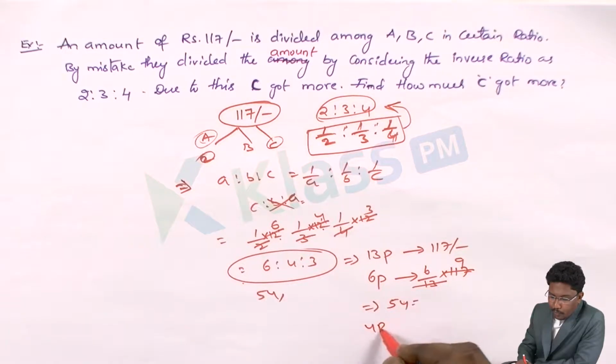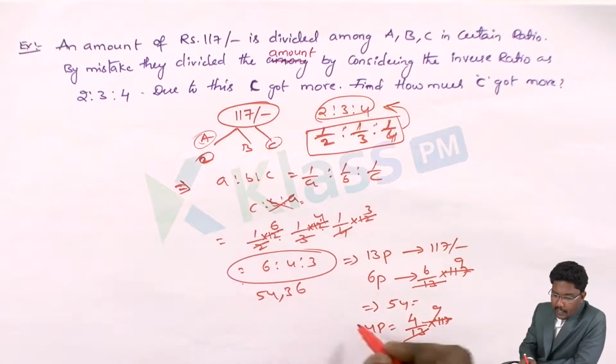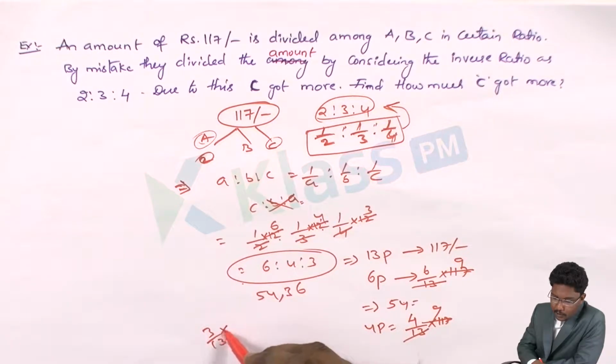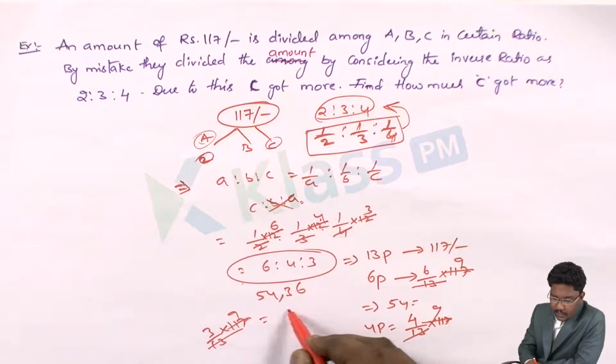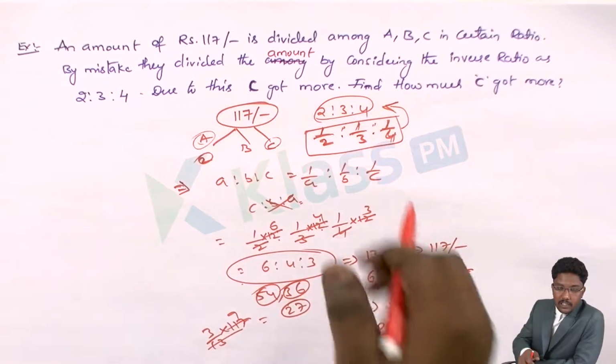Okay. What is 4 parts? 4 by 13 into 117. 36. Then remaining is the third one. So 3 parts equal to 3 by 13 into 117. 27. Okay. 27. But there is some other question.